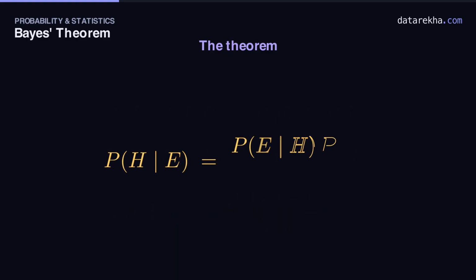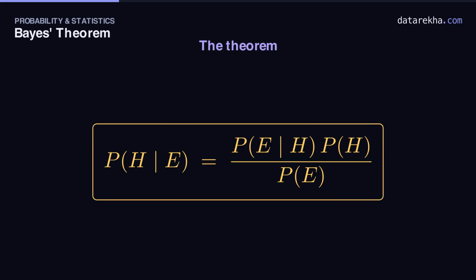There it is. The probability of the cause given the effect equals the probability of the effect given the cause times the prior over the overall chance of the effect. One quiet condition rides along. The chance of the evidence must be greater than 0 because we're dividing by it.